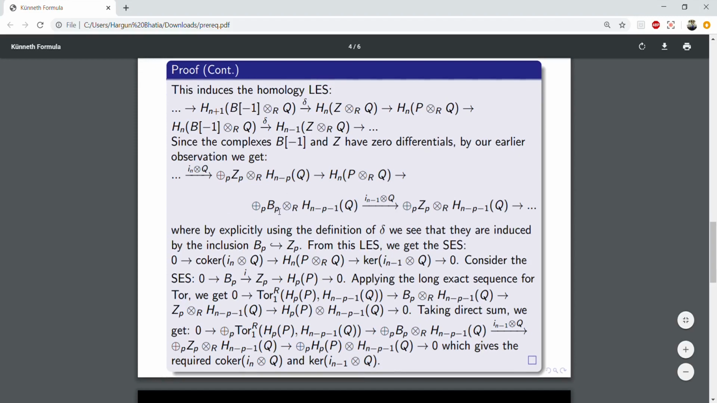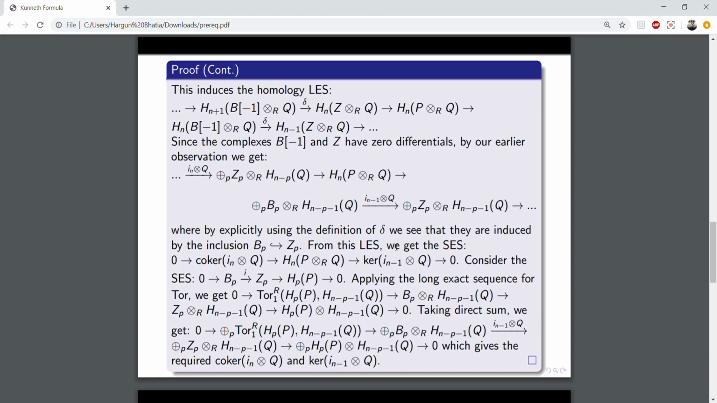Not necessarily inclusions, the point is you have this map B_P to Z_P and then you tensor this with Q, and then take the direct sum. So that is what I get here in this long exact sequence. This is the map whose co-kernel and kernel I want. Now, if I find the kernel, what's the kernel of this map? Since this is exact, the kernel is nothing but this Tor term. So this kernel of i_n minus 1 tensor Q is this Tor term.